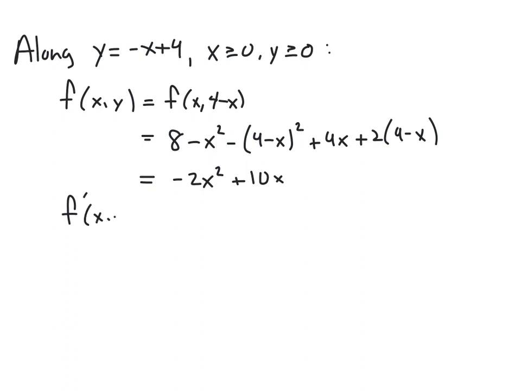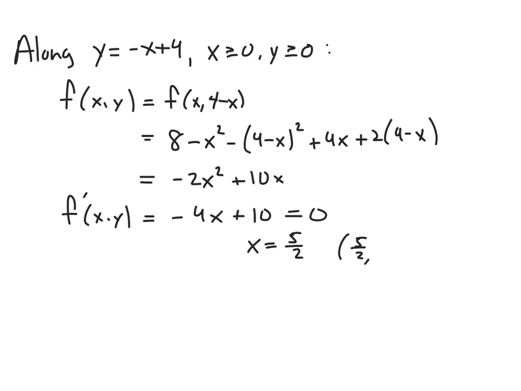So f prime of x. Of course, we only have one variable here. So this will be negative 4x plus 10, and we want to set that equal to 0. And so we see that this is going to be equal to 0 when x is 5 halves. Right? So we get this one critical point.